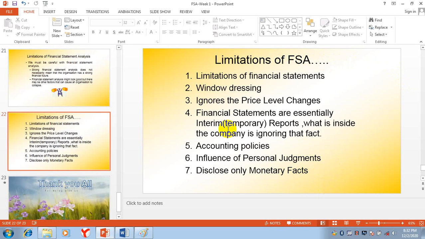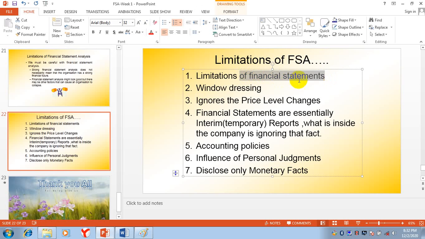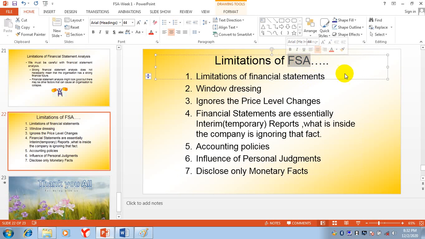So we discussed the limitations of financial statement analysis. One limitation is financial statements themselves. There are weaknesses and limitations in financial statements, and we are making financial statement analysis on the basis of financial statements. So financial statement analysis will not be a good analysis.